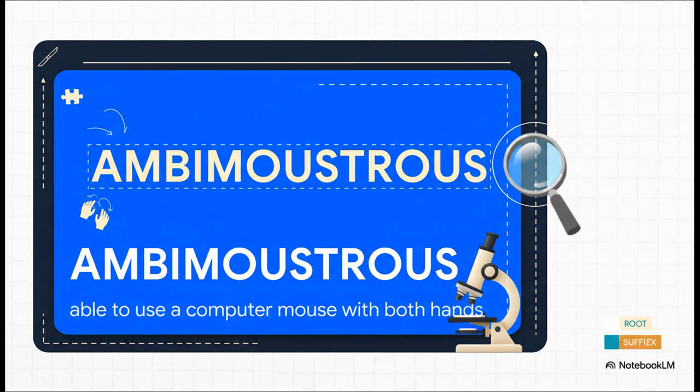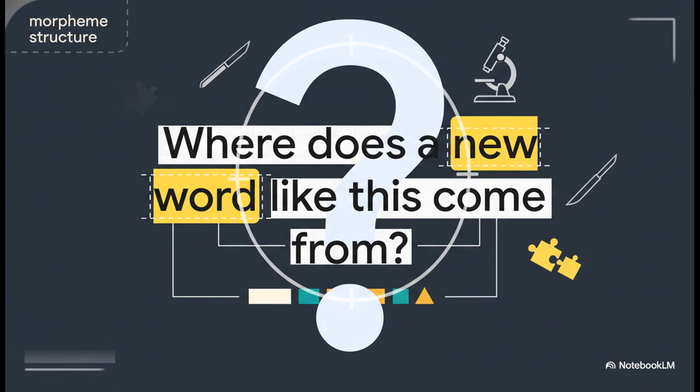Now, you've probably never seen this word in your life, right? But I bet you have a pretty good guess what it means. Something like being able to use a computer mouse with both your left and your right hand. It's strange, isn't it? It feels so understandable, even though it's new. But how is that possible? Where in the world does a word like this even come from?